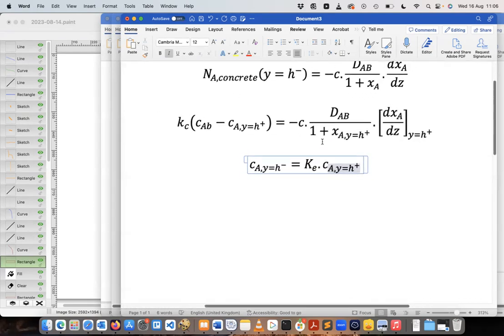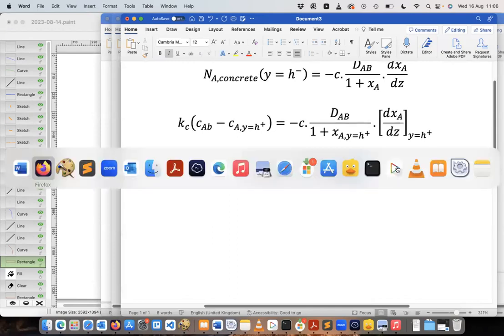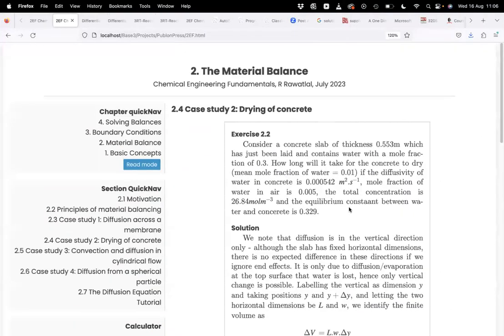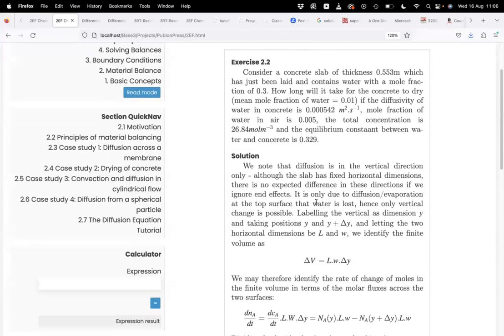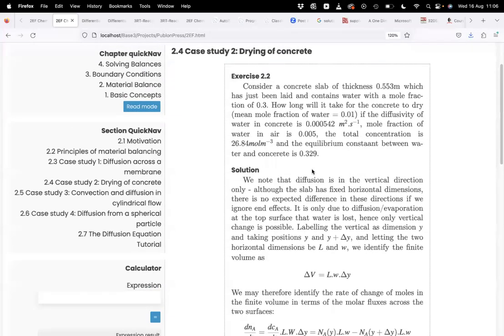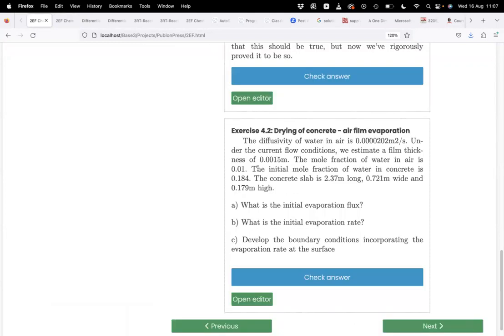So that's our second boundary condition. Okay, now let's return to the question. The question is actually asking for something a bit simpler. In this question, we are asked for the initial evaporation flux and the initial evaporation rate.